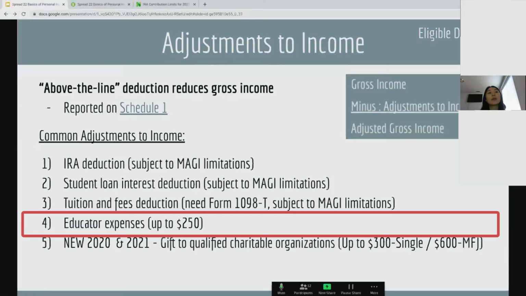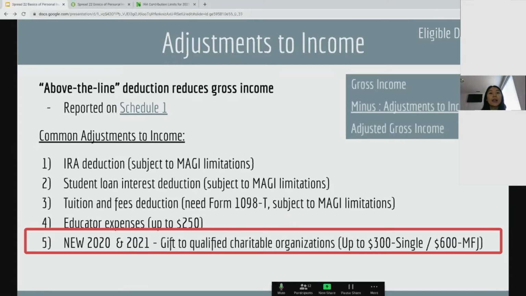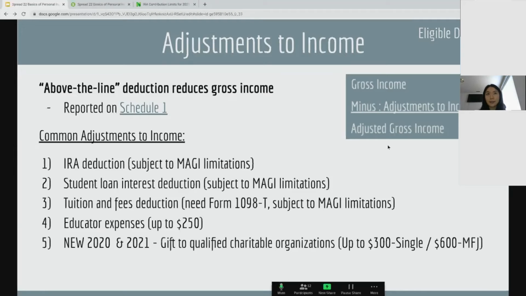And actually new in 2020 and 2021, if you made a qualified charitable contribution to qualified organizations, you can actually deduct up to $300 if you're a single filer, or $600 if you're a married filer filing jointly. By deduction, I mean above the line. So these bring down your AGI. Normally when you donate to charity, this would be considered below the line. But in 2020 and 2021, you can actually bring down your AGI with it. So something to consider when tax planning.